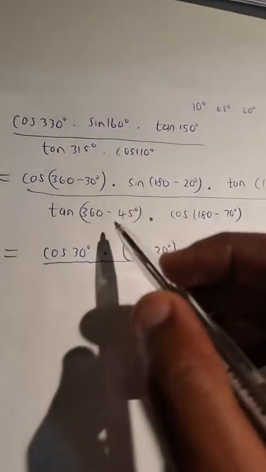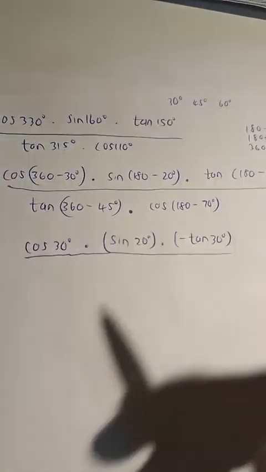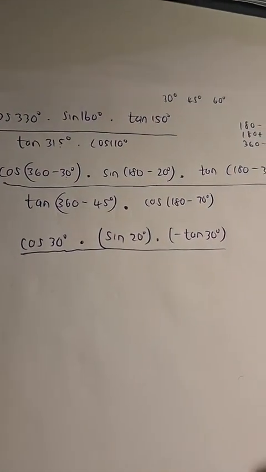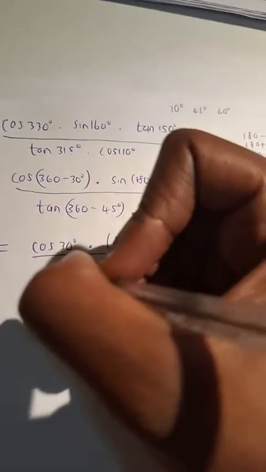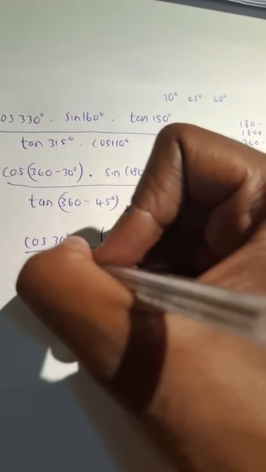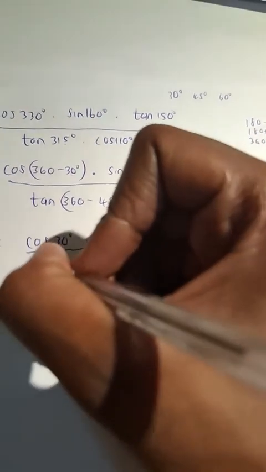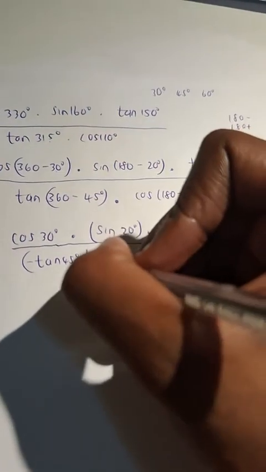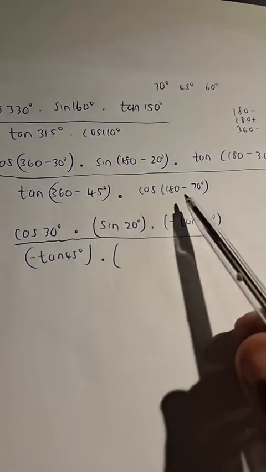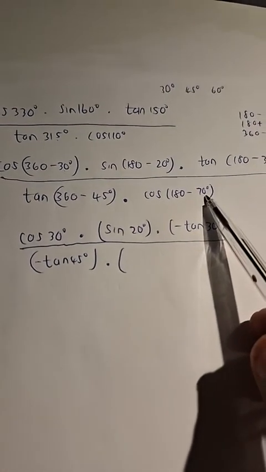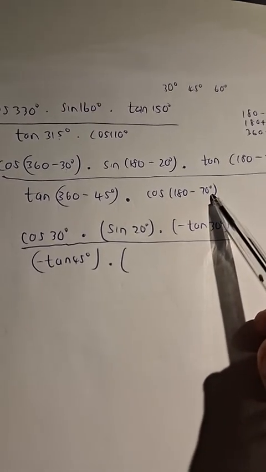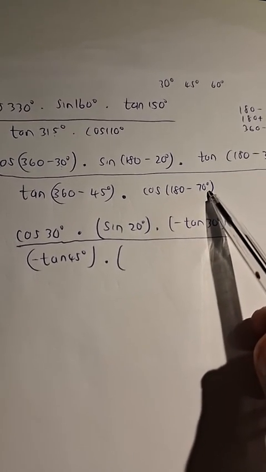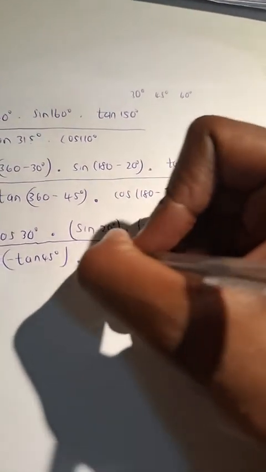Then here at the bottom, 360 minus which quadrant? It's the fourth. How is tan in that quadrant? In the fourth quadrant, tan is negative. And then last but not least, 180 minus 70. 180 minus, this is also acute. 180 minus is in the second quadrant. How is cos? It's negative as well.